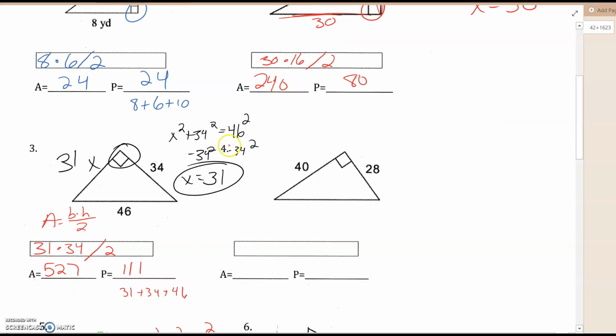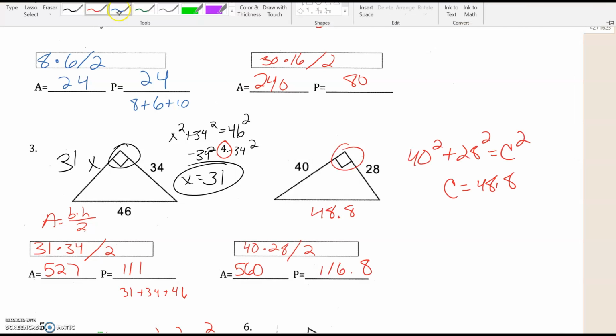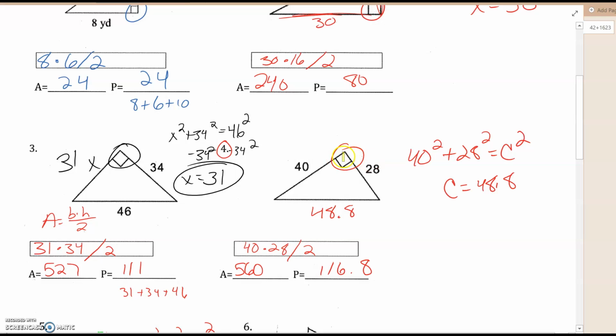All right, go ahead and do number 4, and let me know what you get for the perimeter. Okay, for the area, we can just use the numbers that are here because I know what's connected at the 90. All right, so that'd be 1/2 times 40 times 28 divided by 2 because those are connected at the 90.